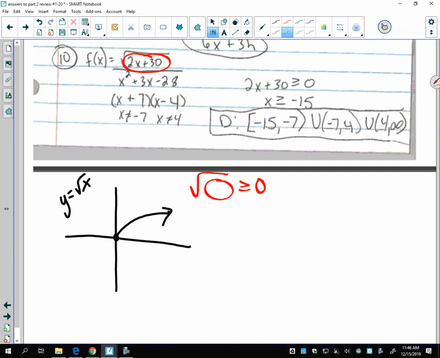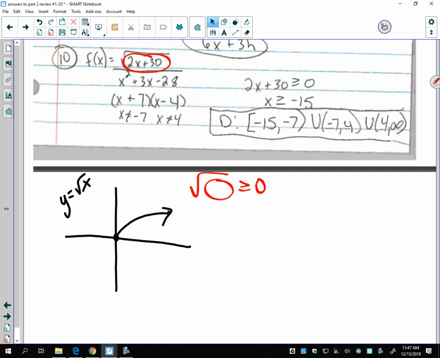And so I think interval notation is the best on this, because we're going to start at -15, but we're going to skip over those asymptotes. So my domain is -15 to -7, skip over -7 and go all the way to 4, skip over 4, and then 4 to infinity. And so again, the one on part B, you should practice doing that.